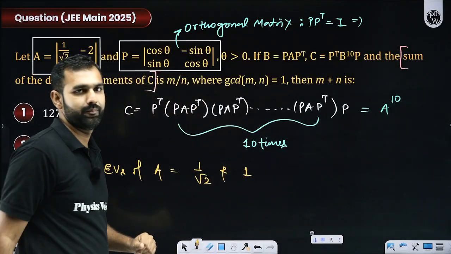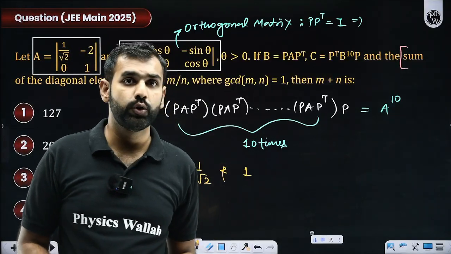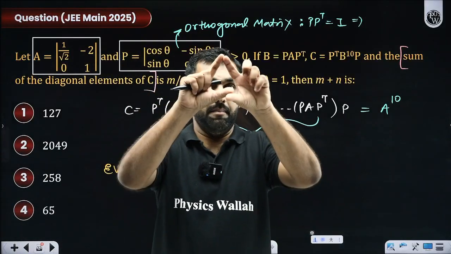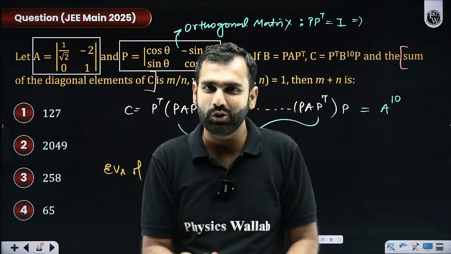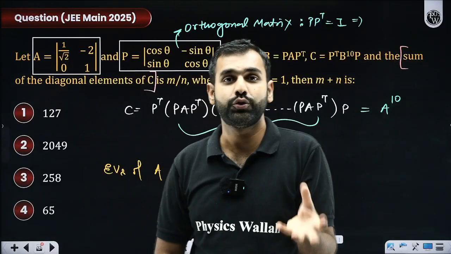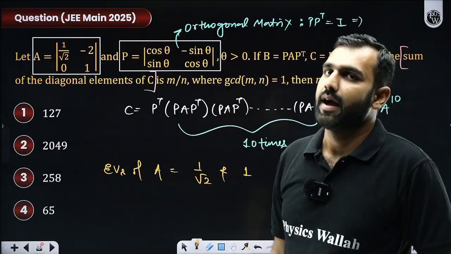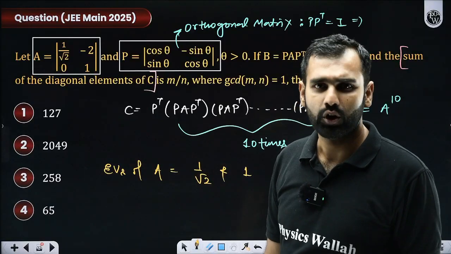Yes or no? Sir, we didn't know this property. How are we going to use it? Okay, you don't know this property. You create the characteristic polynomial for A, solve that quadratic, and you will find two roots. Those two roots will be 1 by root 2 and 1 only. Are you able to understand that statement now with more ease? Yes or no, everyone?